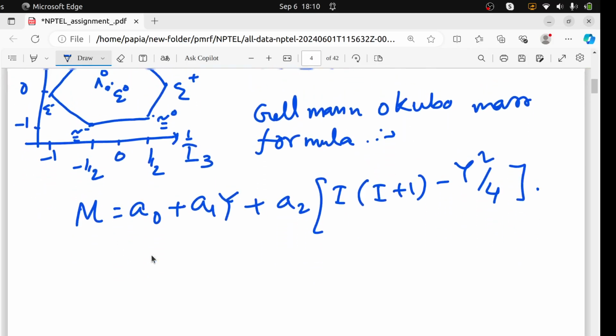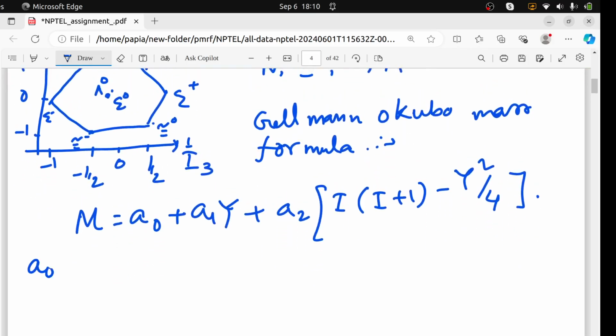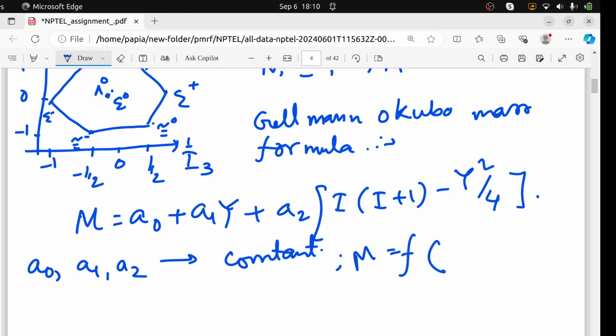Here a0, a1, a2 are some constants. And m is a function of y and I. You can see here y, and here I, and here again y. So m is a function of y and I. After knowing the values of y and I and a0, a1, a2, we can get the value of m as well. No problem on that.